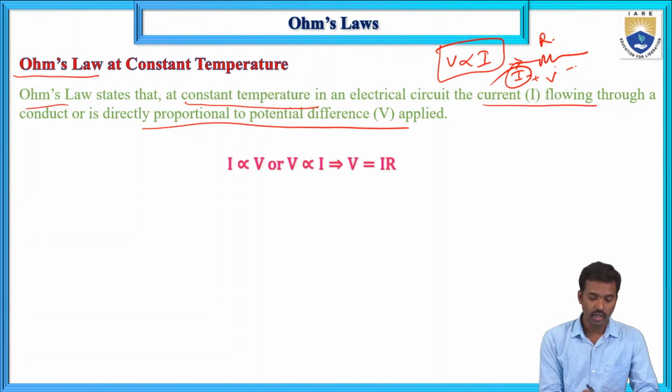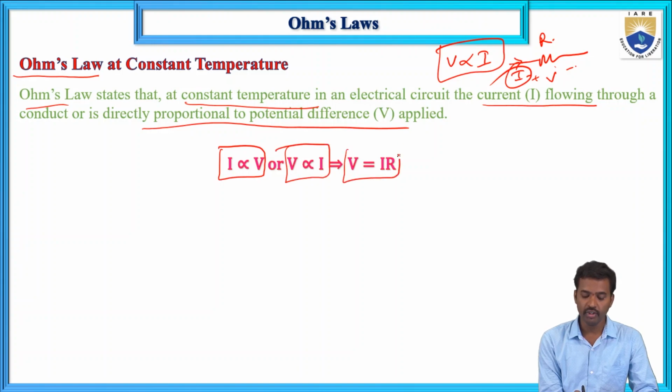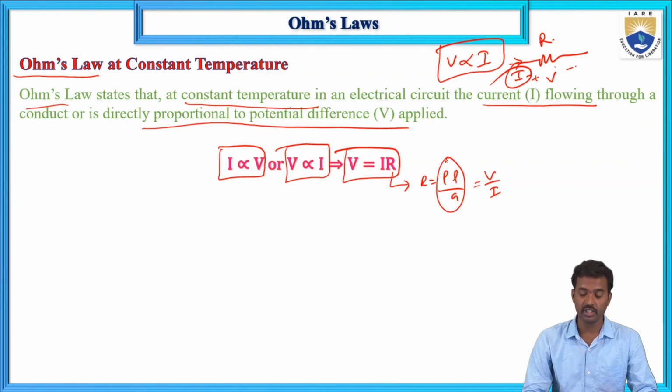Current is directly proportional to the voltage, V is directly proportional to I, so V is equal to IR. Here R is the proportionality constant, and R equals rho L by A, or V by I. Here rho is the specific resistivity, L is the length of the conductor, and A is the cross-sectional area of the conductor.